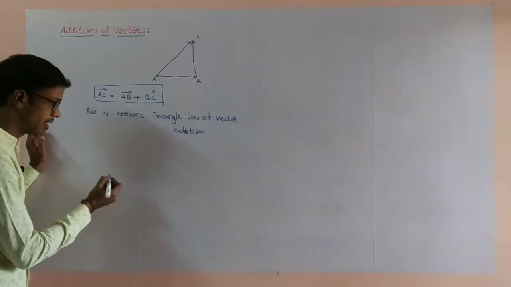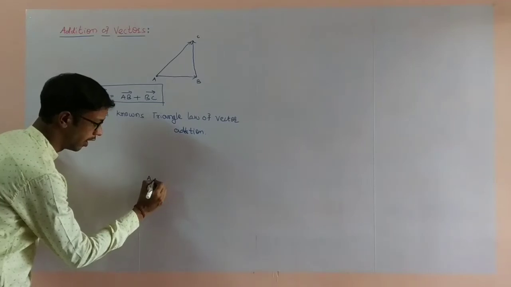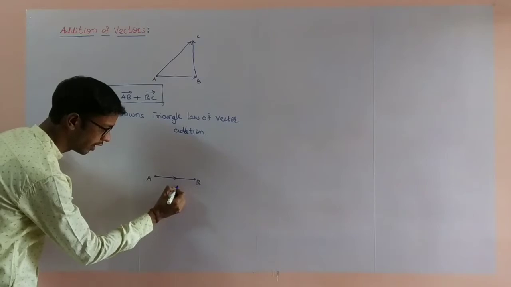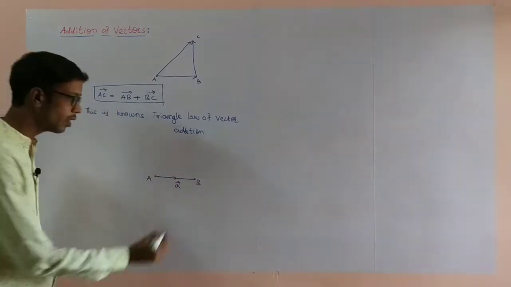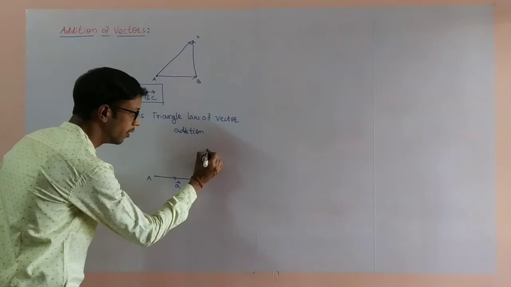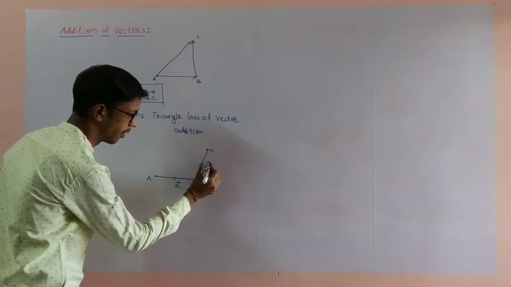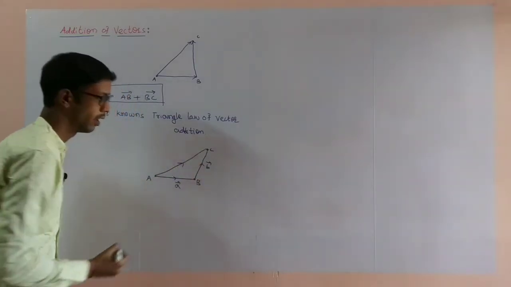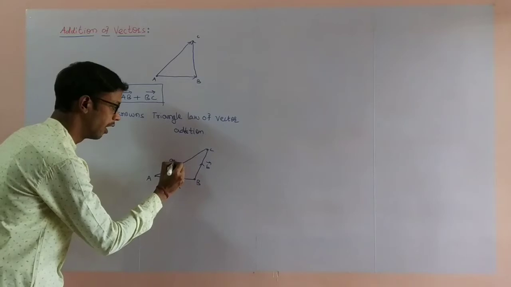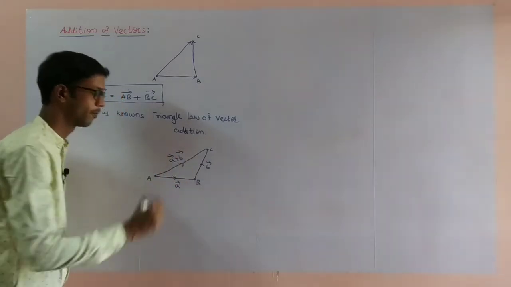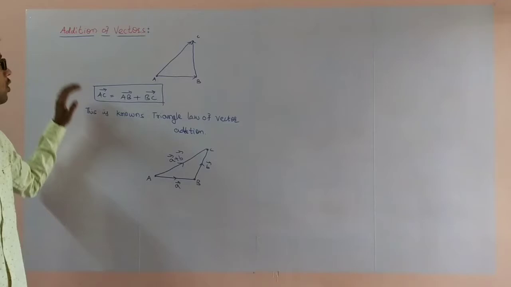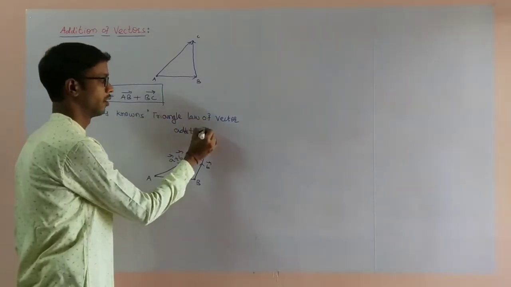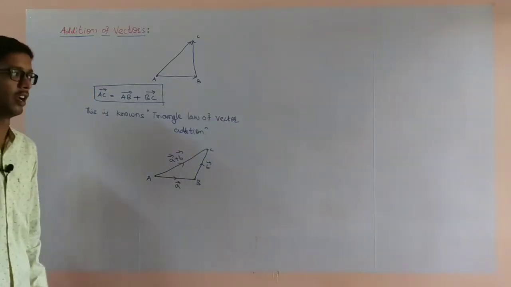Next, one more example I am taking here. The vector from A to B is A bar. The vector from B to C is B bar. The resultant vector A to C is called A bar plus B bar. So this is the triangle law of vector addition.